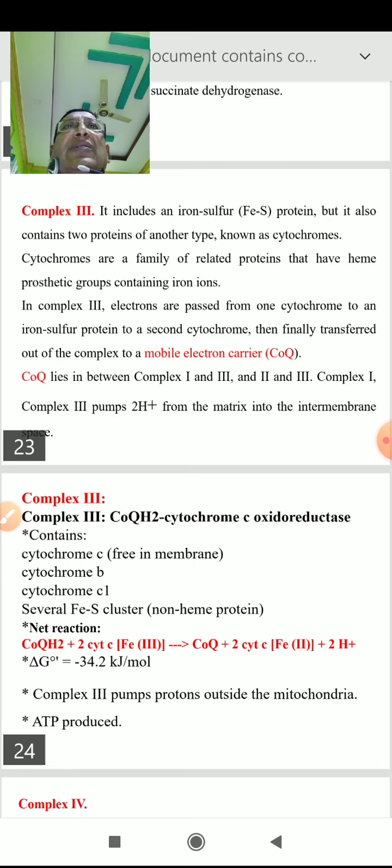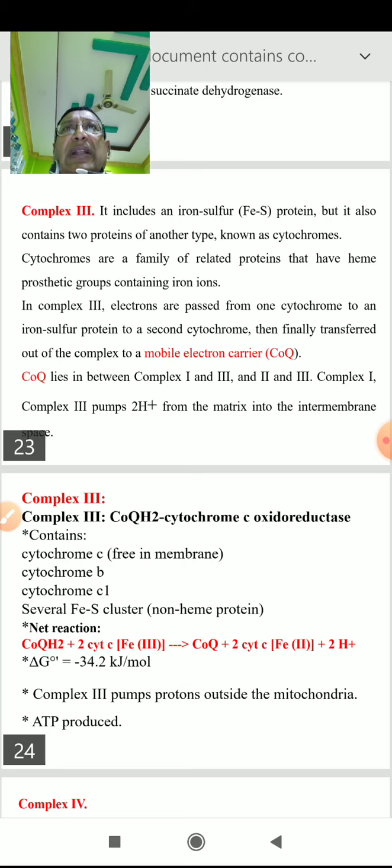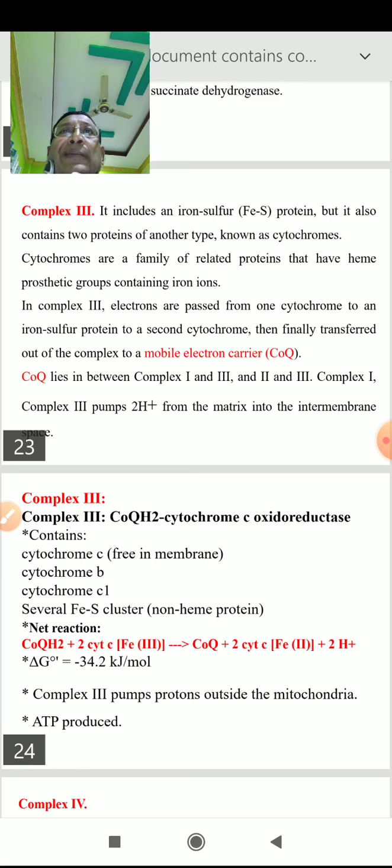In complex 3, electrons are passed from one cytochrome to an iron sulfur protein, to a second cytochrome, and then finally transferred out of the complex to a mobile electron carrier, which is popularly known as coenzyme Q. Coenzyme Q lies between complexes 1 and 3 and between 2 and 3. Complex 3 pumps two hydrogens from the matrix into the intermembrane space. In my next slide, I will give the details of complex 3.